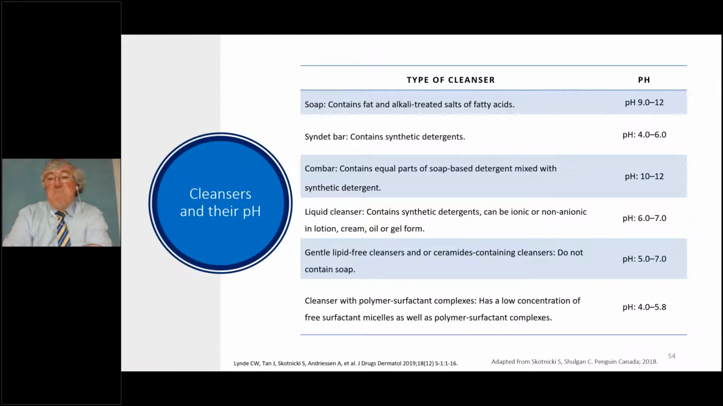Liquid cleansers, not bad, but they're not good either, because their pH is usually greater than 6. So you want to have gentle lipid-free cleansers or ceramide-containing cleansers that do not contain soap, and they have a pH of 5 to 7. And again, a cleanser with polymeric surfactant complexes, pH 4 to 5.8, are even better.